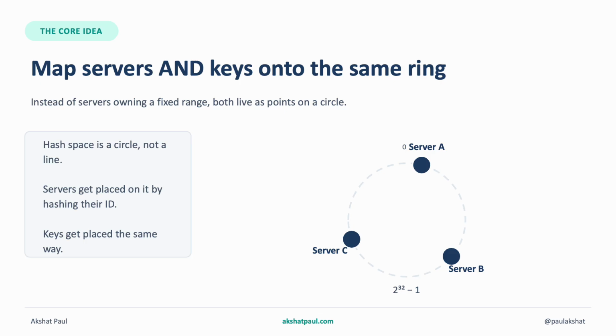Now, here's the key move. We hash the servers onto this same ring too. Server A, server B, server C, each one gets hashed to some point on the circle based on something like its IP address or server ID. And keys get hashed onto that exact same ring using the exact same hash function. So now both your data and your servers live in the same coordinate space. That single decision is what makes everything else about consistent hashing work. Let's see how keys actually find their server next.